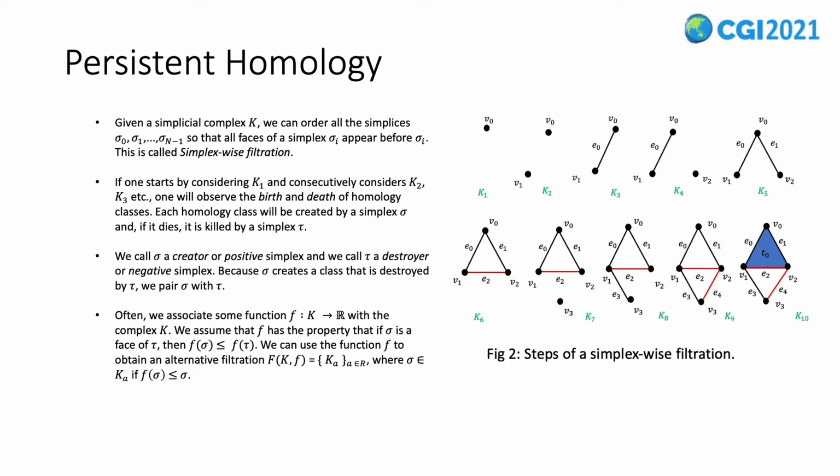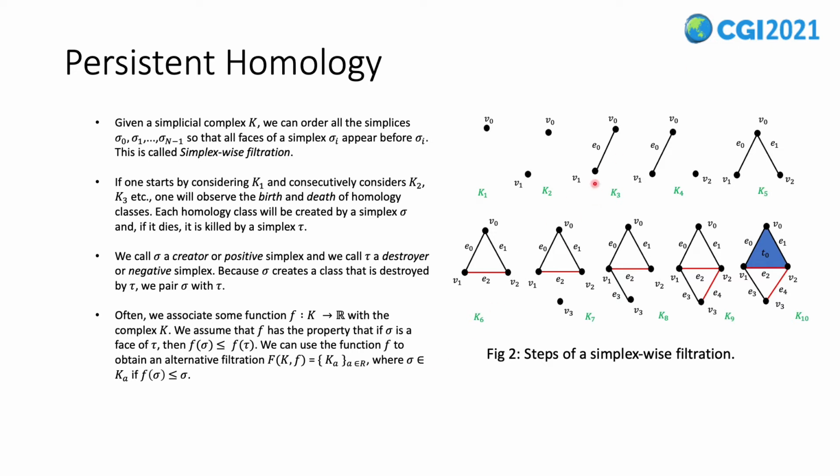If one starts by considering K1, then K2, K3, etc., one will observe the birth and death of homology classes. Each homology class will be created by a simplex sigma, and if it dies, it is killed by a simplex tau. We call sigma a creator or positive simplex, and we call tau a destroyer or negative simplex. Because sigma creates a class that is destroyed by tau, we pair sigma with tau. Often we associate some function f defined from K to R with the complex K, and we assume that f has the property that if sigma is a face of tau, then f of sigma is less than or equal to f of tau. We can use the function f to obtain an alternative filtration.